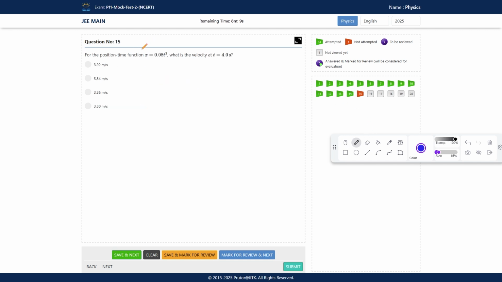The position time function x is equal to 0.08 t cube. What is the velocity at t equal to 4.0 second? So in this question you have to find out the velocity at the given time, that is 4 second.